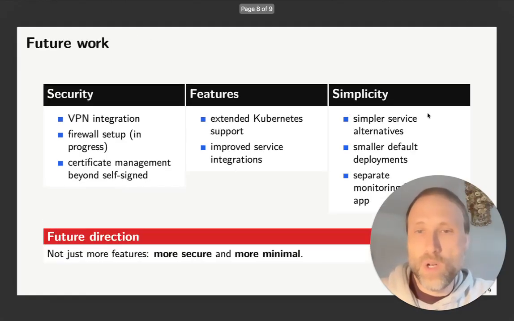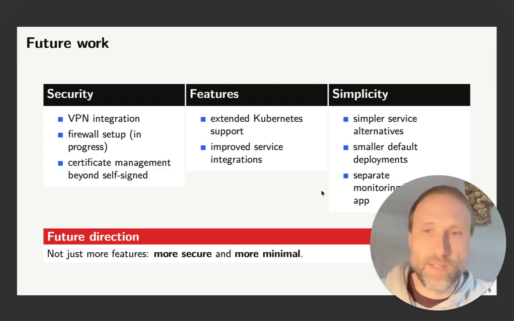So, looking ahead, there are a few main directions. First, security. Better networking, firewall integration, and more advanced certificate handling. Second, features and platform, especially deeper Kubernetes support and improved service integrations. And third, simplicity. Lighter alternatives to existing tools, smaller default setups, and potentially separating monitoring into its own application. The guiding principle here is important. Not just more features, but more secure and more minimal.